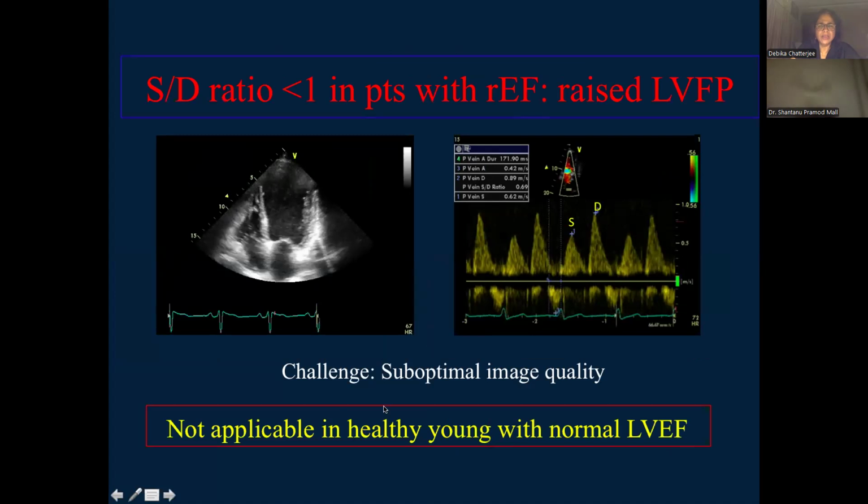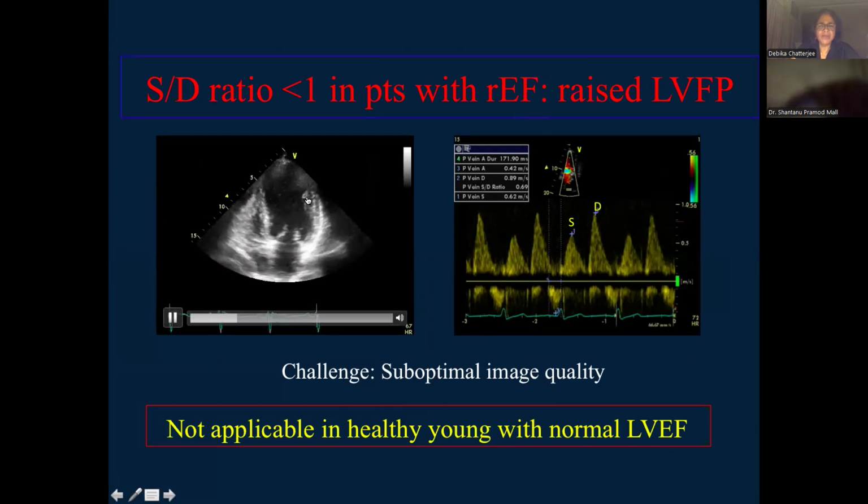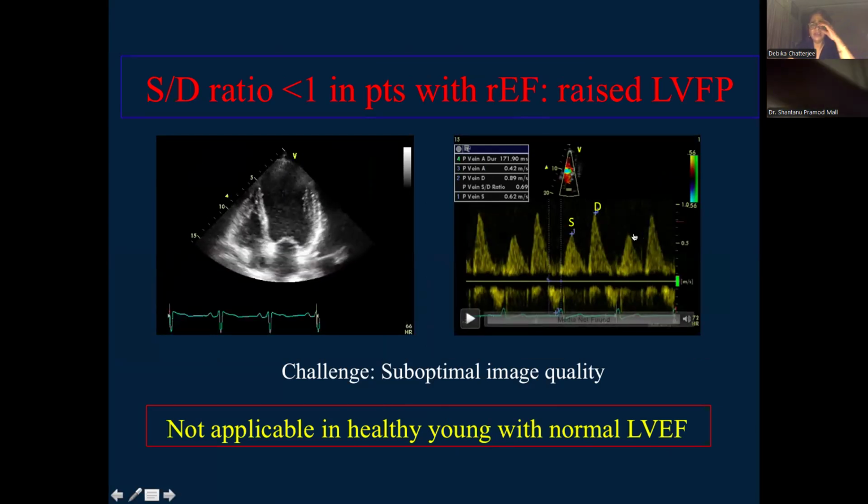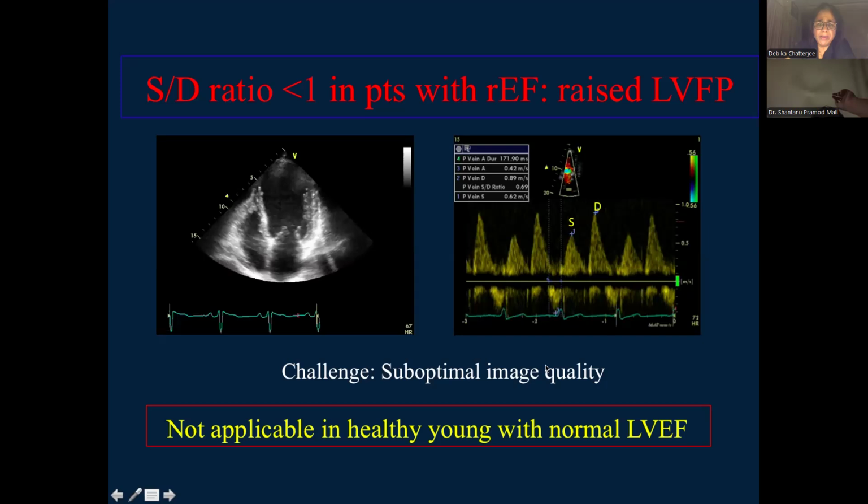But it is again a challenge, with suboptimal image quality. In this particular case with reduced ejection fraction, I'm getting this pattern. But remember, this is not applicable in healthy young people with normal LVEF.